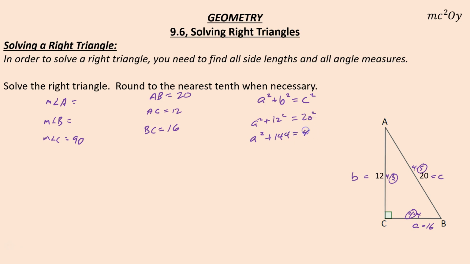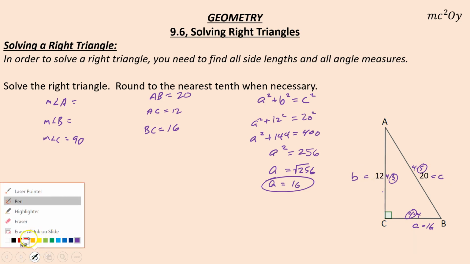Okay, but if you don't know the triples, we would get a squared equals 400 minus 144 is 256. And so then a is equal to the square root of 256, or a equals 16. Same thing, right? There, we've got that. We also need to find some angle measures. So again, since you know all three sides are perfect side lengths, you can use any of your trig functions you want.